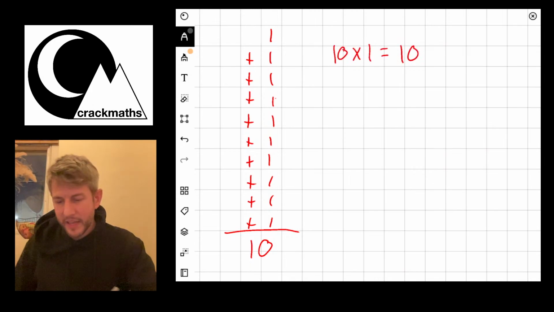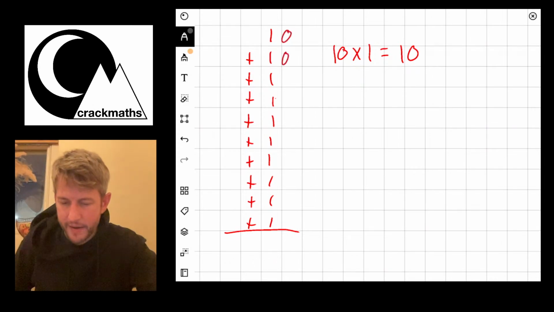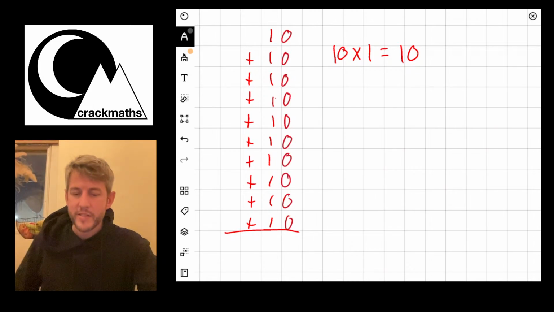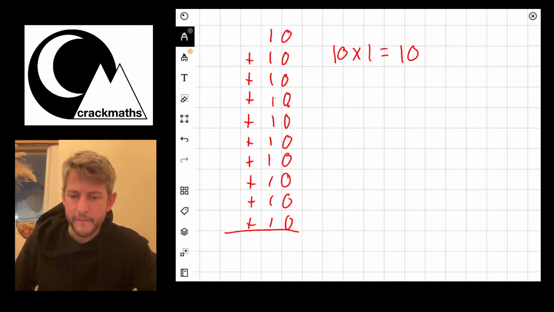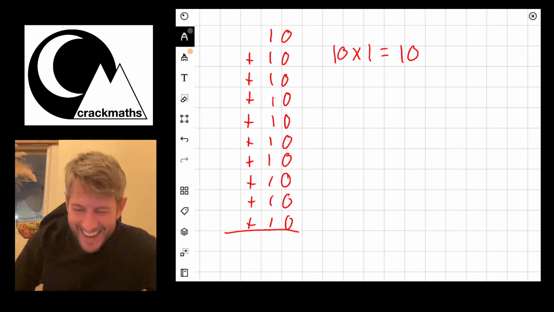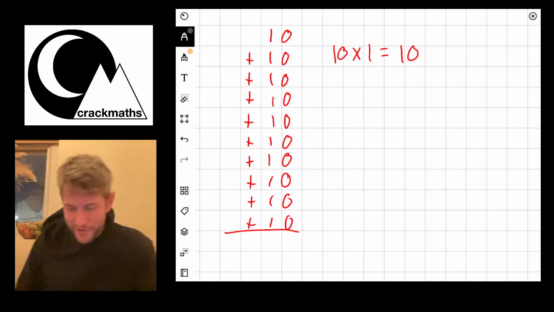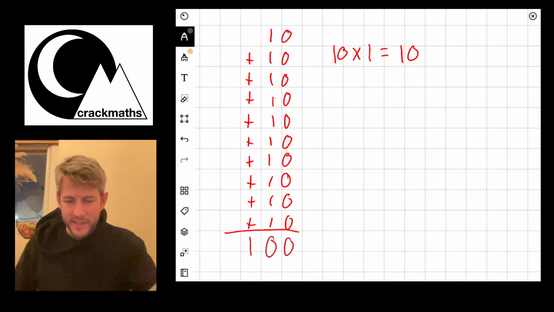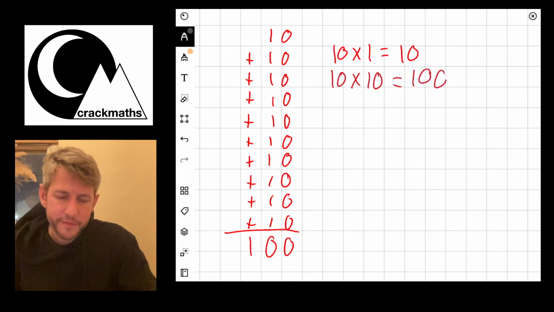Now let's think about if I altered these. Let's say this is 10, 10, 10, 10, 10, 10, 10, 10, 10, 10. So if I've got 10 lots of 10, okay, 10, 20, 30, 40, 50, 60, 70, 80, 90... what have I done? I went wrong, sorry. 10, 20, 30, 40, 50, 60, 70, 80, 90, 100. So there we go, 100. So if I've got 10 lots of 10, that equals 100.